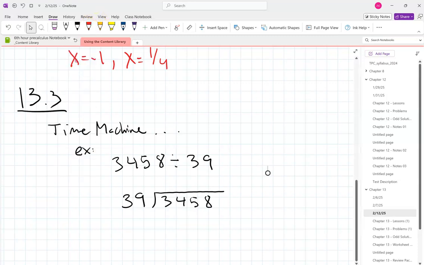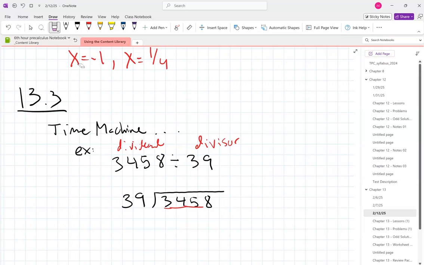It's just a little bit of vocab. This number is the dividend. This number is the divisor. So we start, okay, how many times does 39 go into 3? Well, none. How many times does 39 go into 34? Well, none. How many times does 39 go into 345? Well, probably 9.